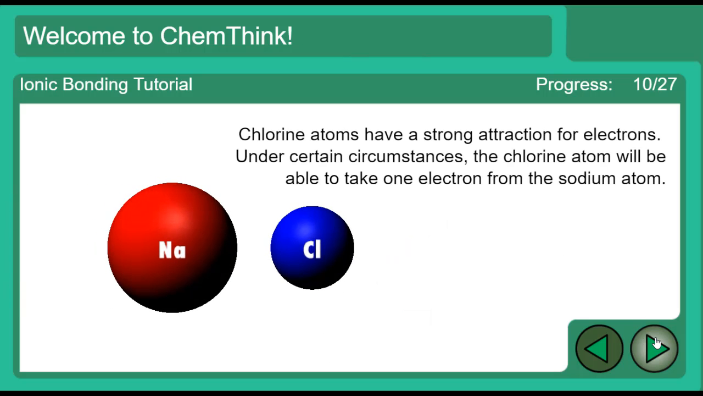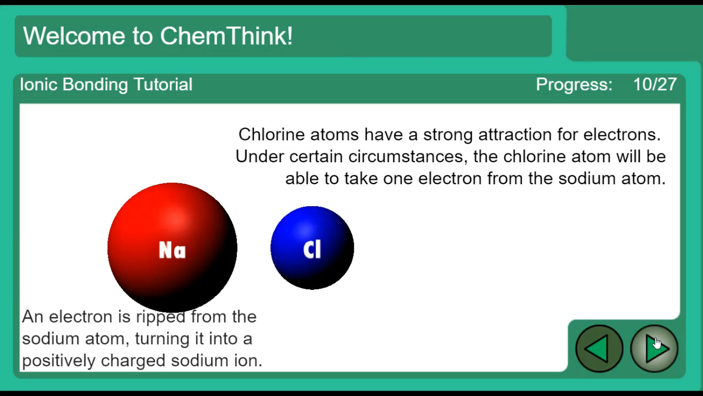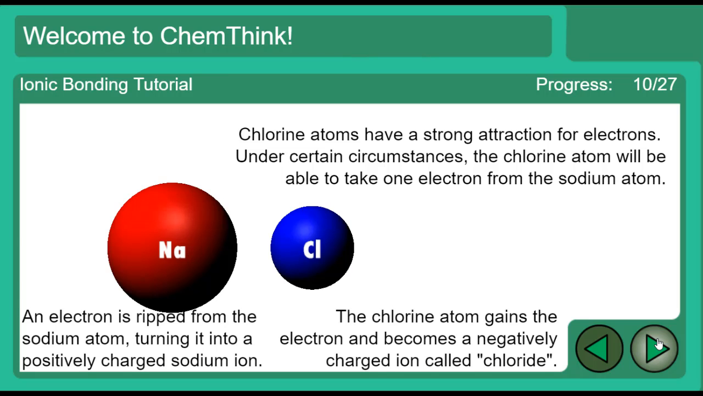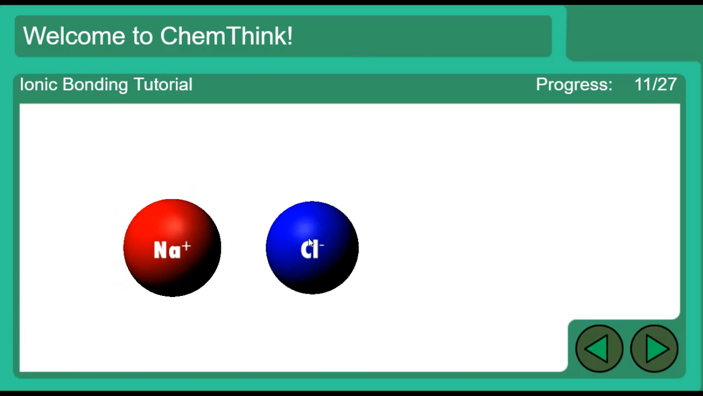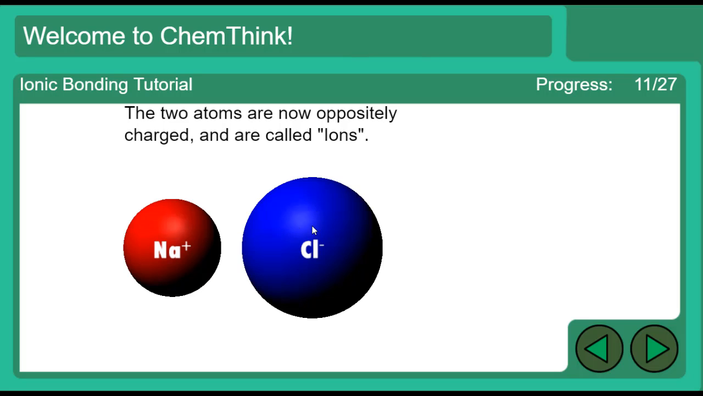Okay, so here we have our sodium and we have our chlorine. If we rip off an electron from the sodium, it becomes positively charged. The chlorine becomes negatively charged because it's got that extra. And its name is going to change from chlorine to chloride. And now you have a sodium ion and you have a chloride ion.